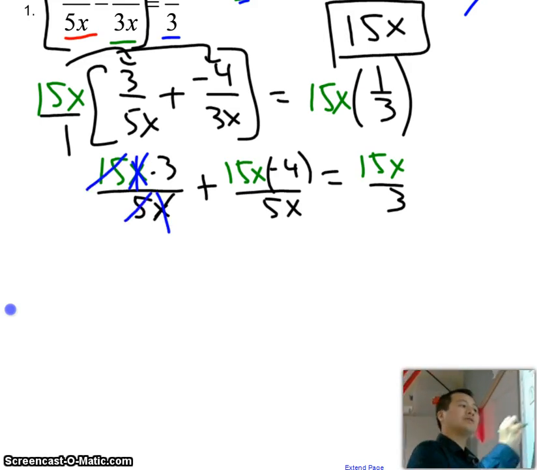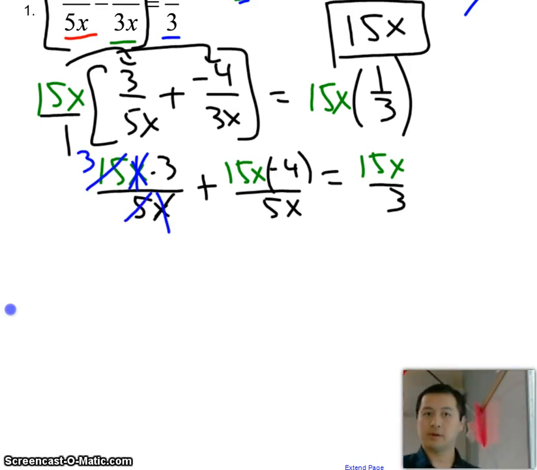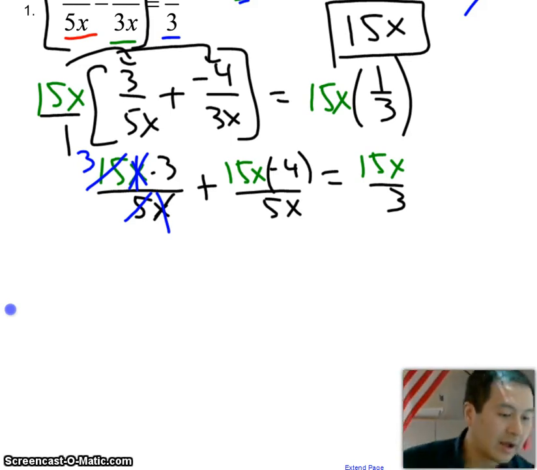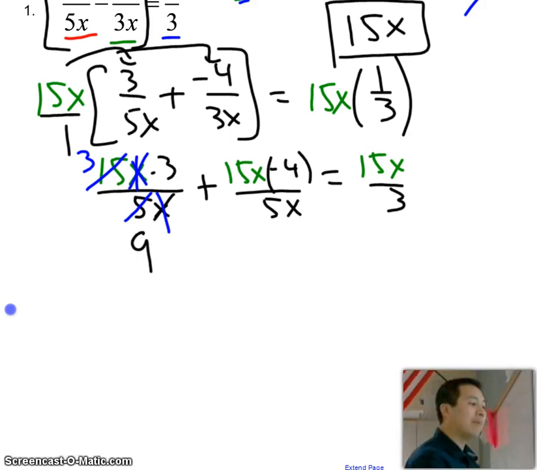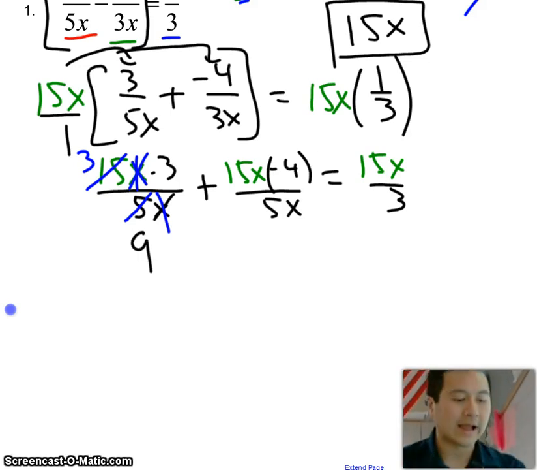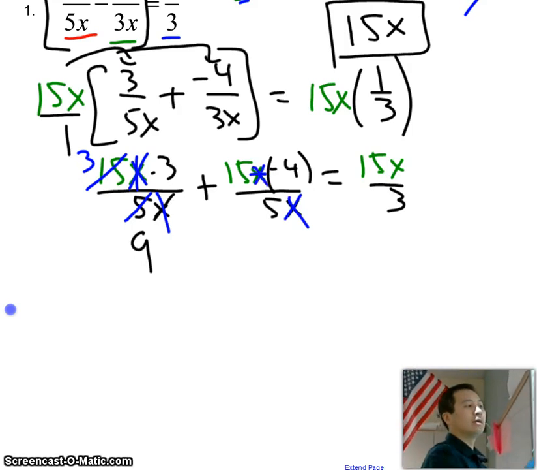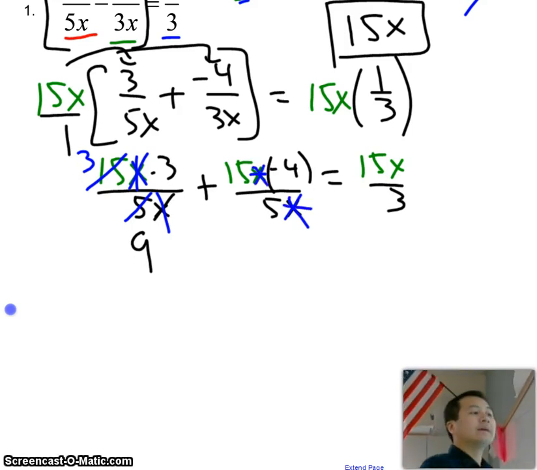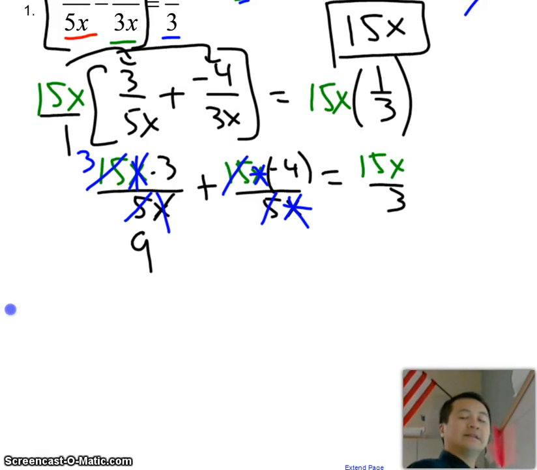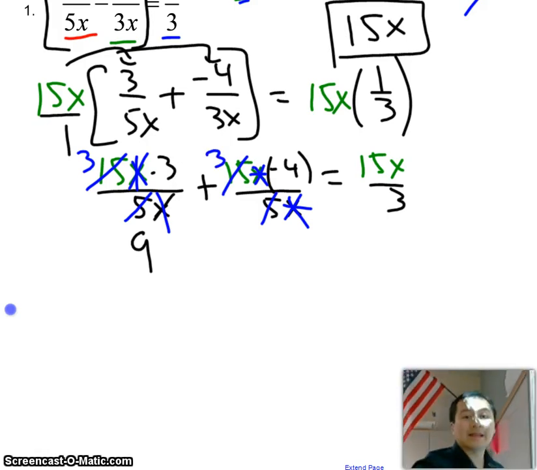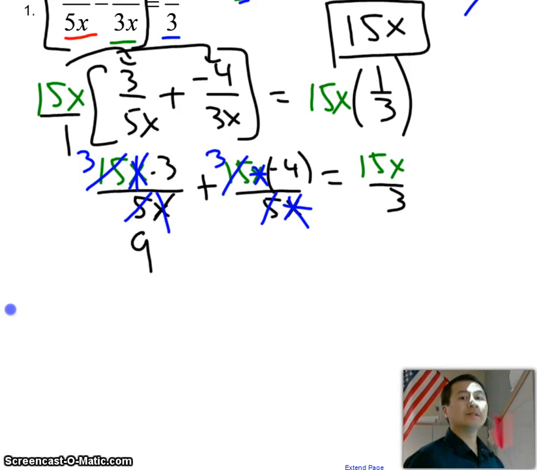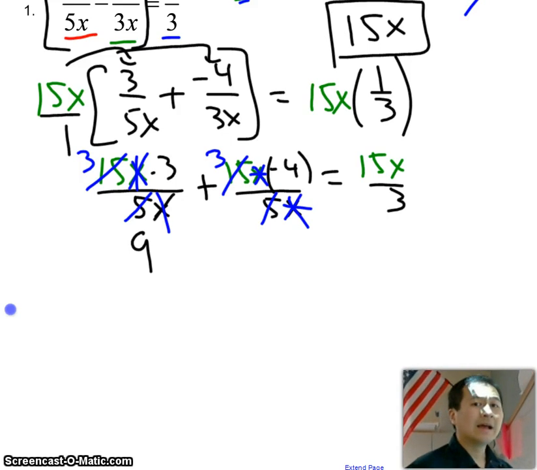5 and 15 cancel out, leaving a 3. So what's left on top? On top, there's only a 9. On bottom, there's nothing. Next, what canceled out? The x and the x goes away. Right? The 5 and the 15 simplify, leaving a 3. So what's on bottom? Nothing. They all simplify. Oh, what's on top? Top is negative 12. Is that right?